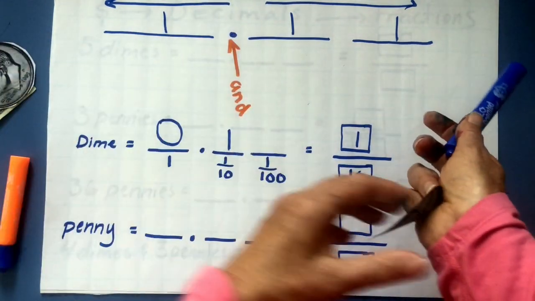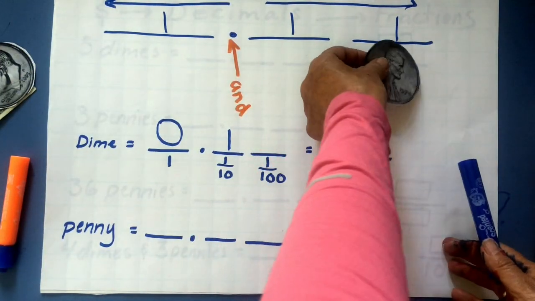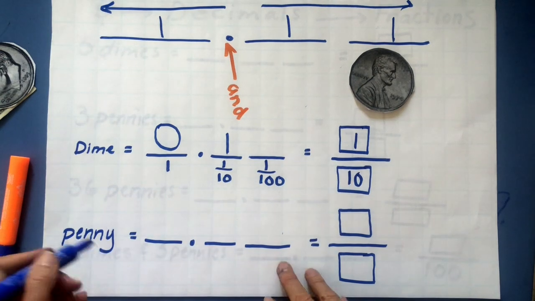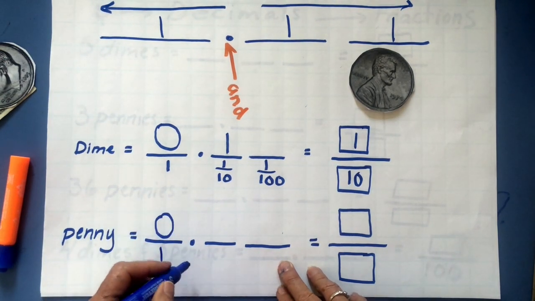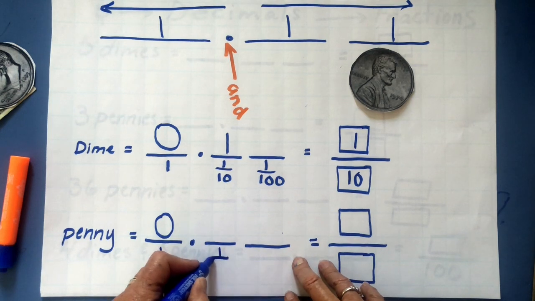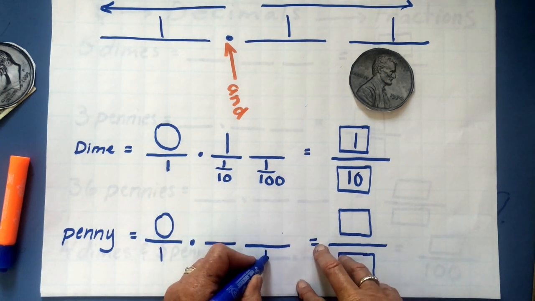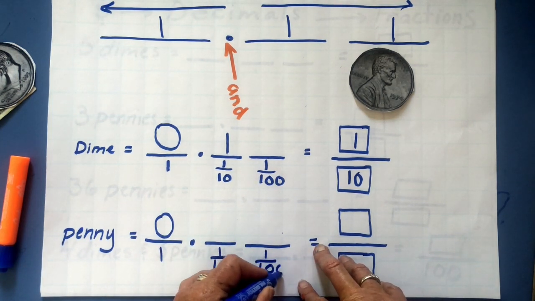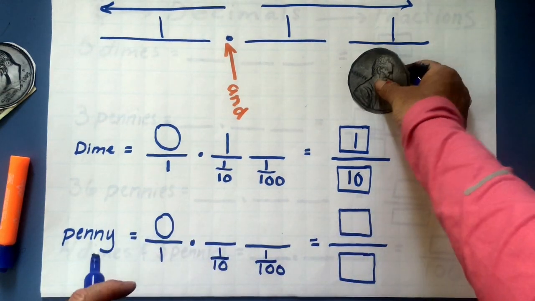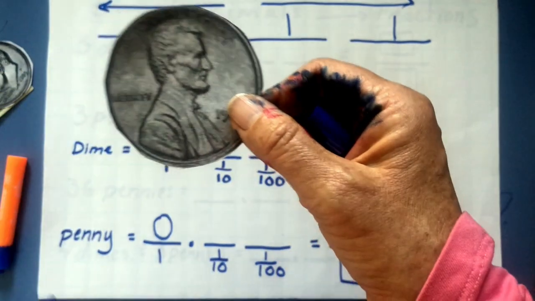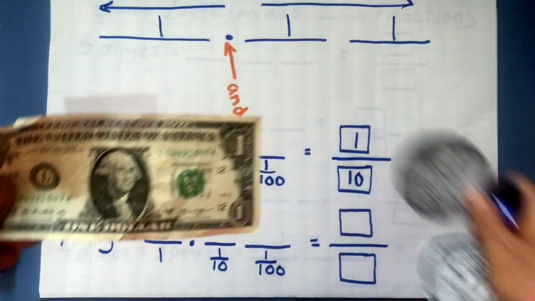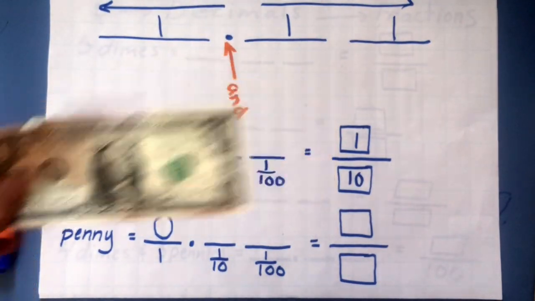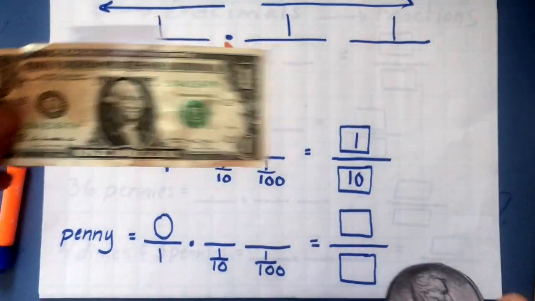Well, let's think about it. Let's say I don't have a dime, I just have a penny. Okay. So now we know we have $0. That's the ones place. This is the tenths. And this is 100. Well, let's think of what a penny is. How many pennies does it take to make $1?